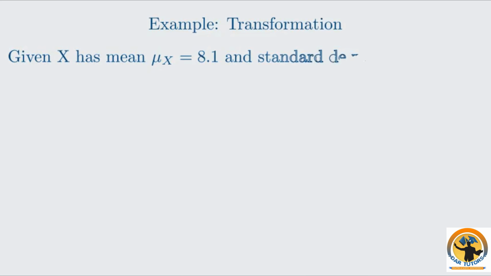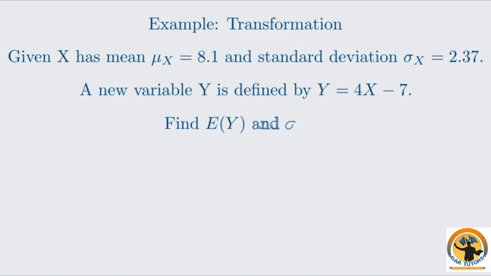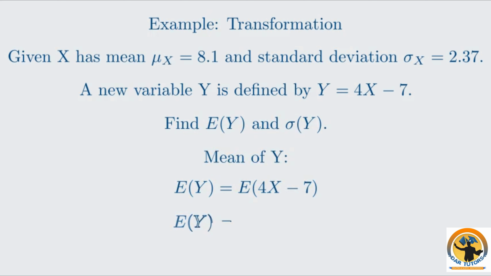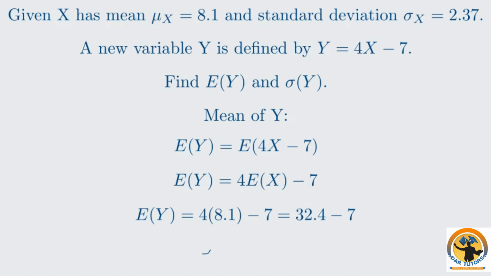Suppose we have a random variable x with a mean of 8.1 and a standard deviation of 2.37. A new random variable y is defined by the transformation y equals 4x minus 7. We need to find the mean and standard deviation of y. We'll use the properties we just learned. First, for the mean, E of y equals E of 4x minus 7. Using the property for the expected value of a linear transformation, this is equal to 4 times E of x minus 7. Substituting the known value for E of x, we get 4 times 8.1 minus 7. Calculating this, we find that the mean of y is 25.4.